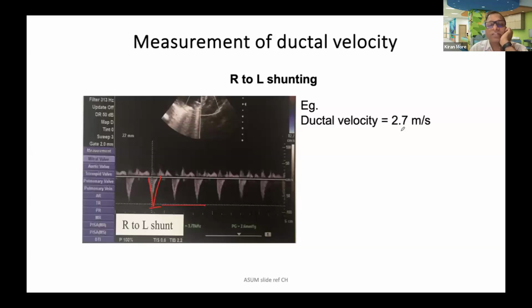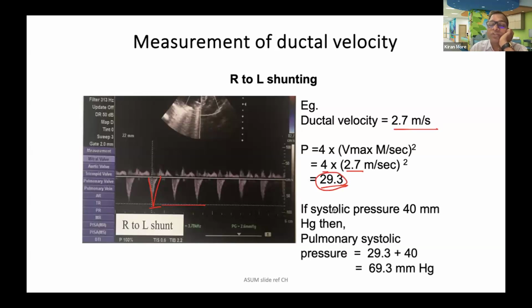Suppose your ductal velocity is 2.7 meters per second, which is the peak velocity. You square that, 4V square, similar to this, and you get suppose 29 or 30 here. Then you add systolic pressure to it, because when you have a right to left shunt, you have to cross that systolic pressure to get the shunt completely across right to left. So pulmonary pressure has to be about 30 points above the systolic pressure. That's why you add this 30 plus 40, and it's 69.3 or roughly 70. So these are the two different ways of measuring, based on PR Vmax and based on the right to left shunt. I hope that's clear.